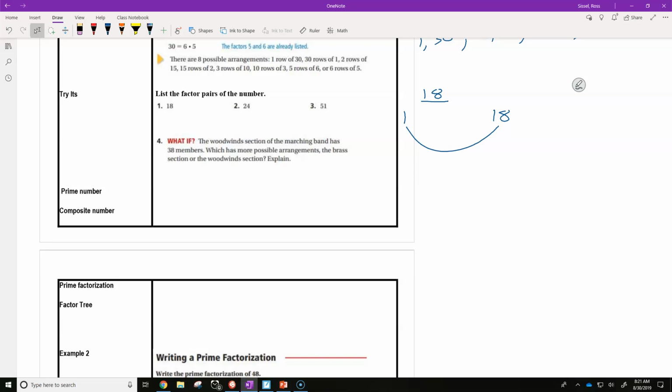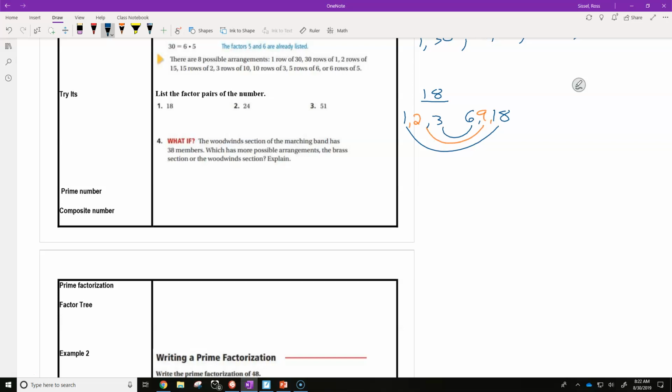So, let's show how. All we do is try and find what numbers multiply times each other. We already said 1 times 18. What's the next number to check, Marley? Good. 2 times 9. Okay. What's the next number to check? Cool. 3. 3 does go into 18 because 3 times 6.